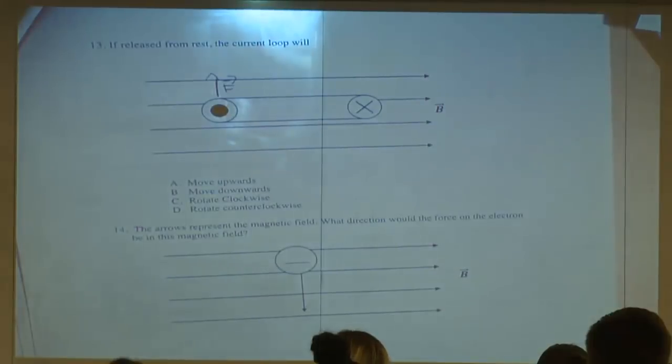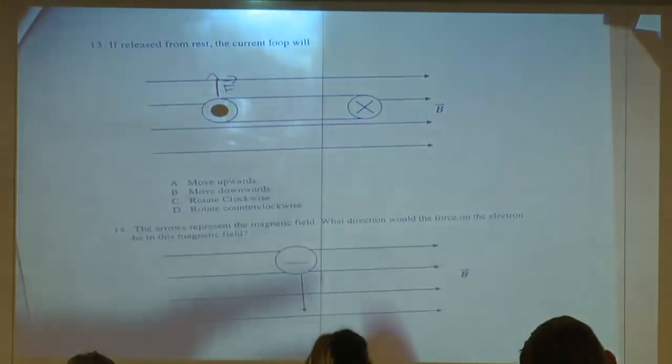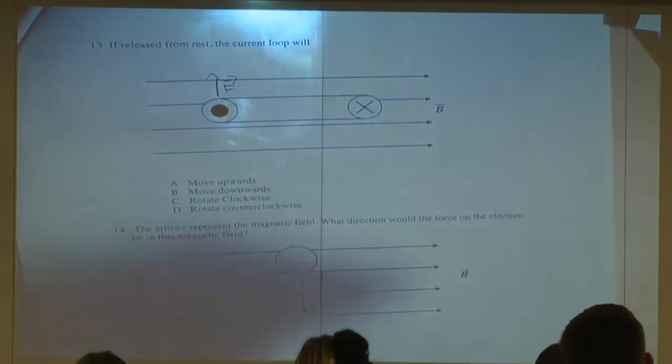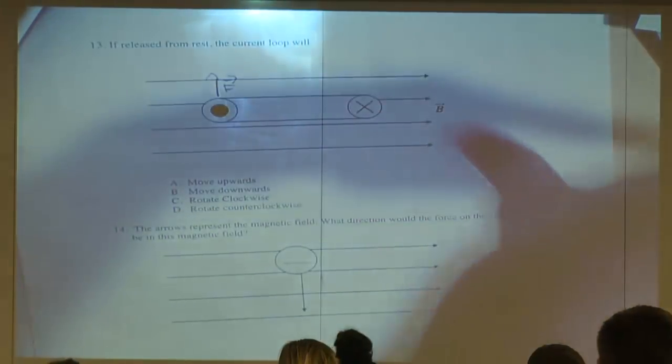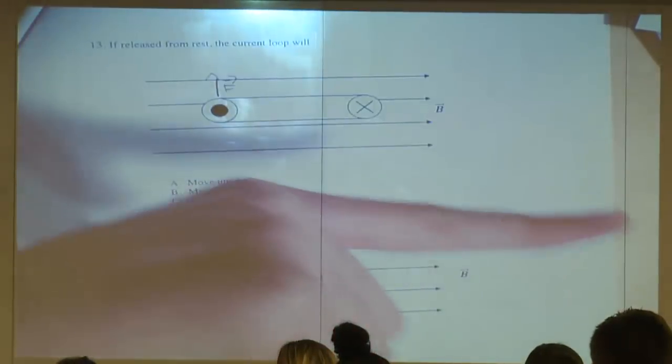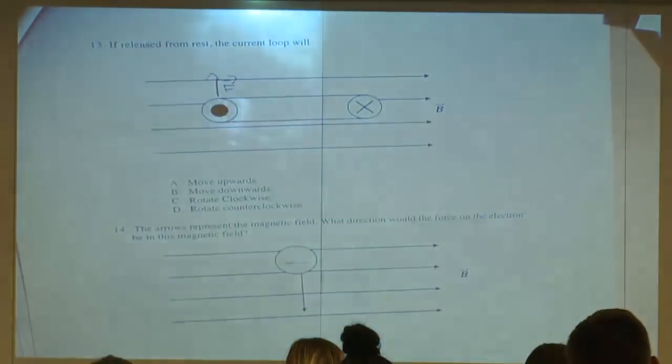We pretty much know if that one's up, the other one's going to be down, but we'll do it again just to practice. The current is going in on that side, so your thumb is going in like that. And then your magnetic field is going to the right. I know it's hard to see under here. And then your force is going to be going down, like this.